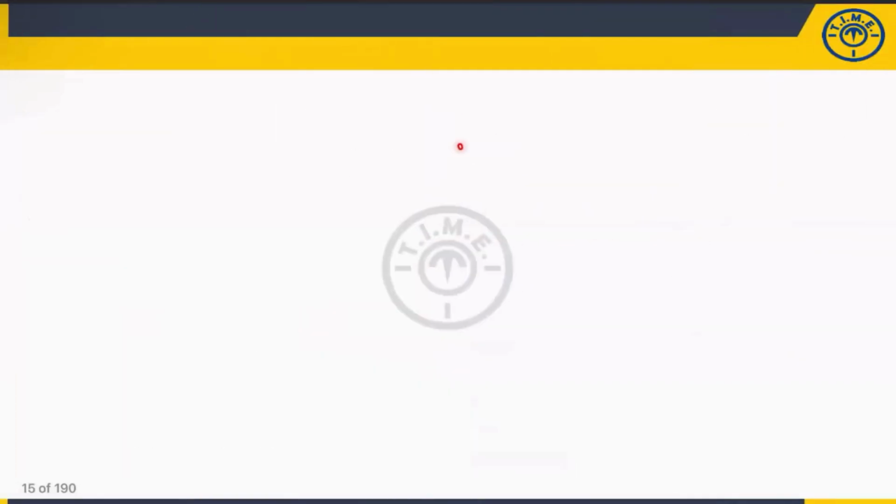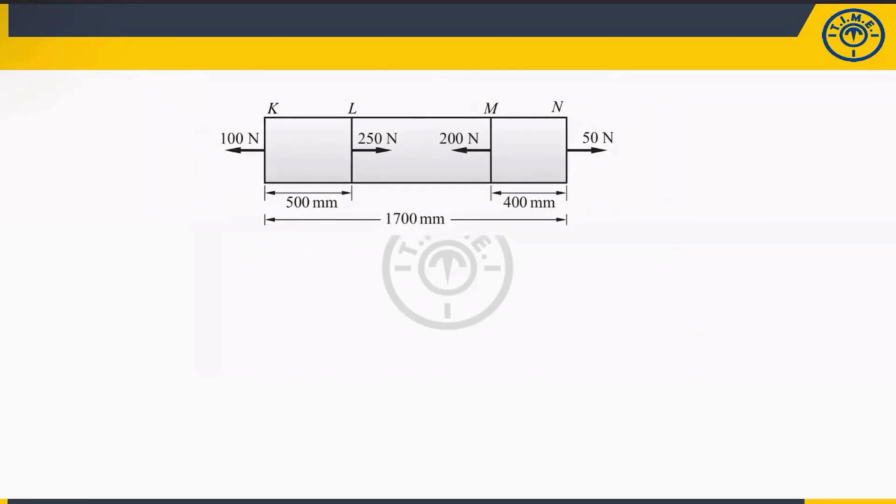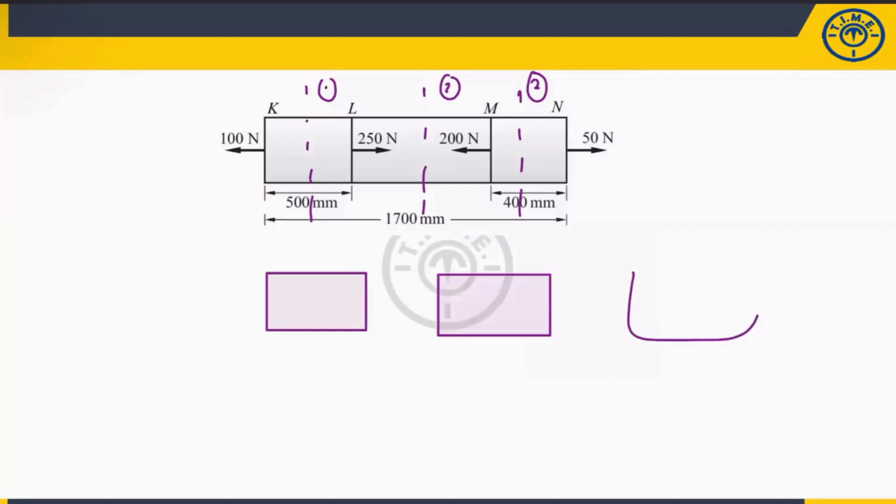Okay, so let me take this particular figure. Now see, first of all, this is the first cross section, this is the second cross section, this is the third. What I will do, I will draw the free body diagram. This is the first, second, third. What is the force acting here, Raj? It is 100. So from here also 100. I think this is fine for you.